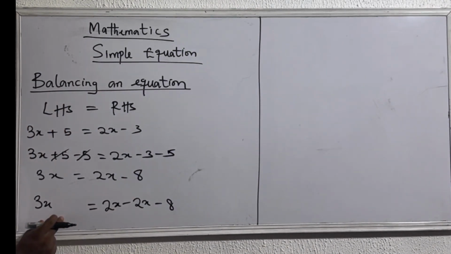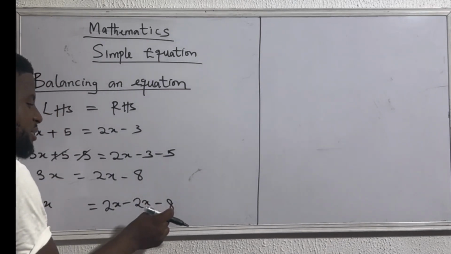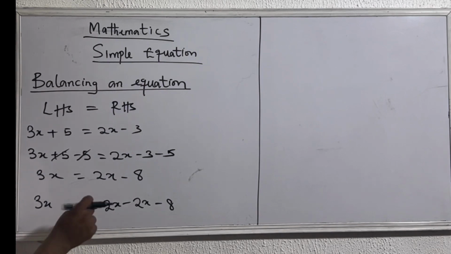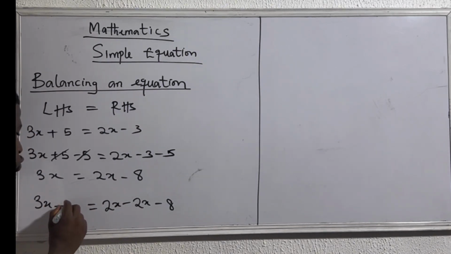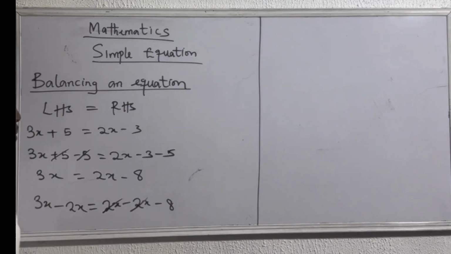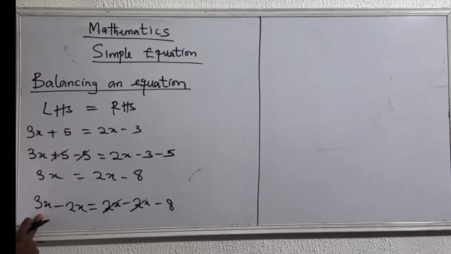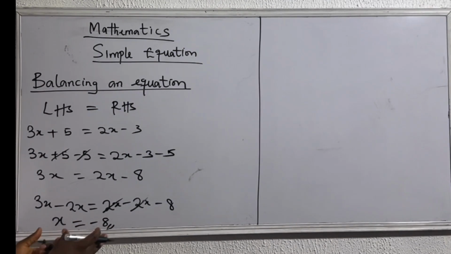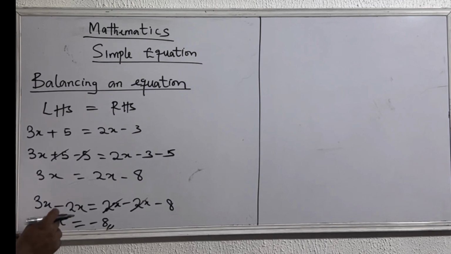This equation is not balanced yet. Why? Because I have subtracted 2x on the right hand side, but I have not subtracted 2x on the left hand side. So for this equation to be balanced, I must also subtract 2x on the left hand side. So this will now become 0. I will have 3x - 2x give me 1x, which is x, equal what? -8. We've been able to find the solution for x in this equation, right?